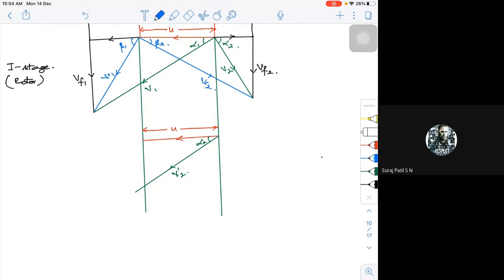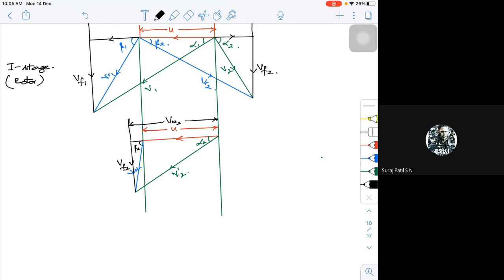Now let us try to close this particular triangle. So I can close it. If I call it VR2, I can close this particular thing. Okay, and close it. So this will be my VF2 and this will be my VW2. So this is my theta 2 and alpha 2.